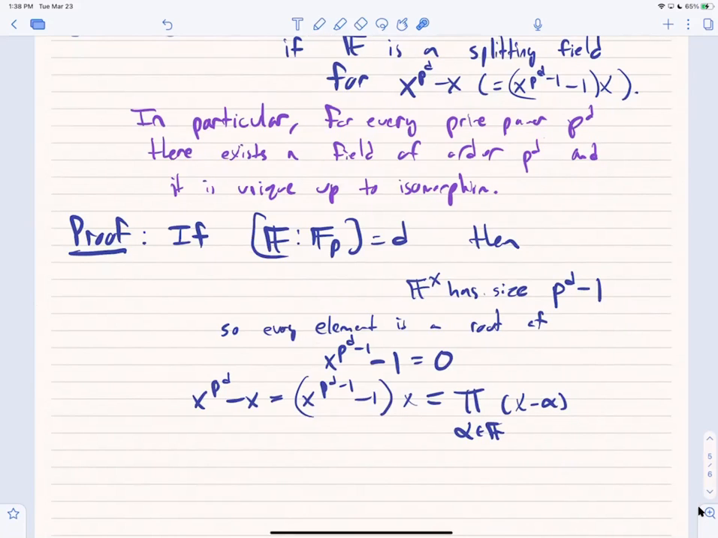That means definitely this divides it. But on the other hand, this is degree p to the d, and there are p to the d elements in F. So really these have to be equal.